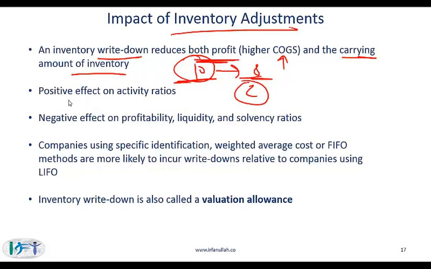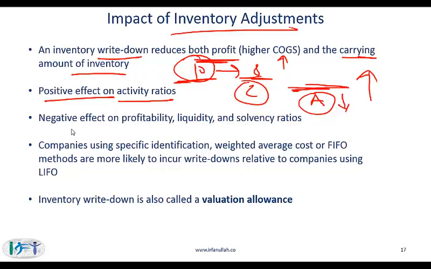When you do inventory write-downs, that will have a positive effect on activity ratios. Why is that? Because generally with activity ratios, you will have a balance sheet item such as assets in the denominator. With a write-down, this becomes lower, so the ratio will be higher. So a company that wants to show that it is more efficient or operating better might actually do write-downs.